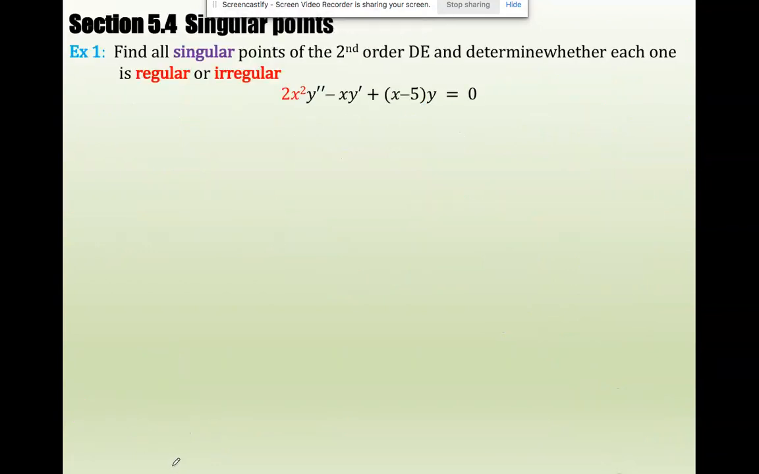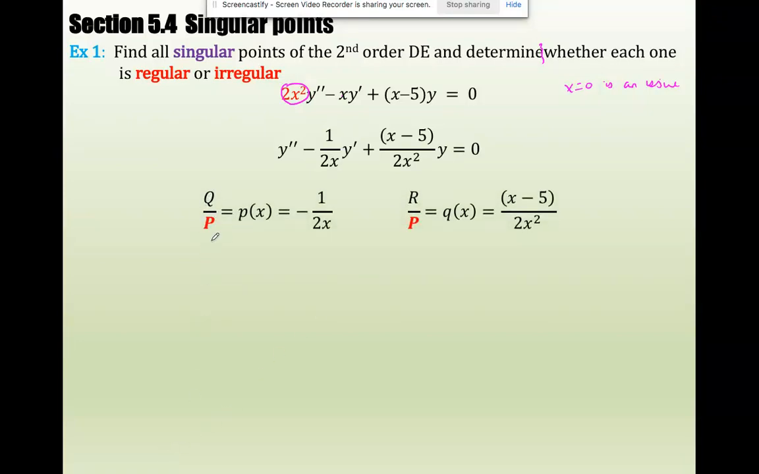So, for example, if I ask you to find all singular points and determine whether each one is regular or irregular. Here's my differential equation. I identify my P, and I say to myself, x equals 0 is an issue. Then I get in standard form and simplify. So do you see why I divided by 2x squared here, but this x canceled out? Now I'm going to identify the q over p.